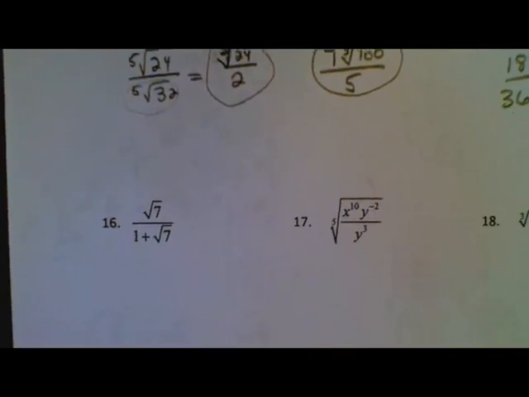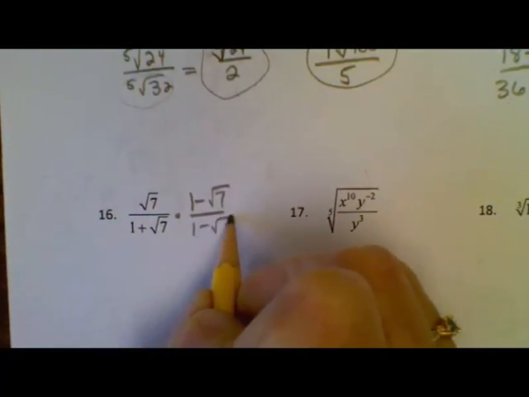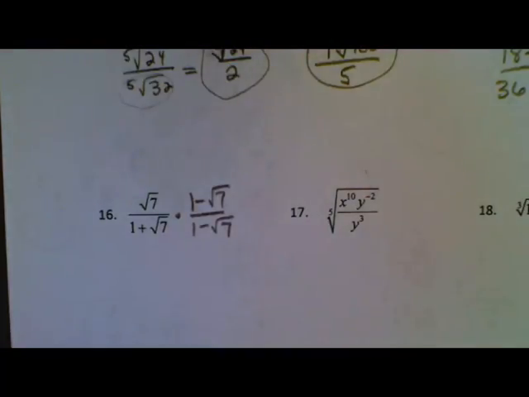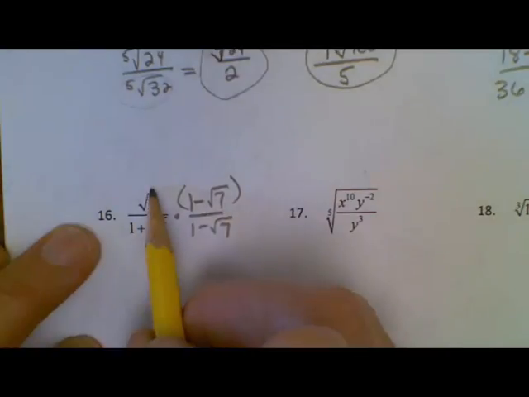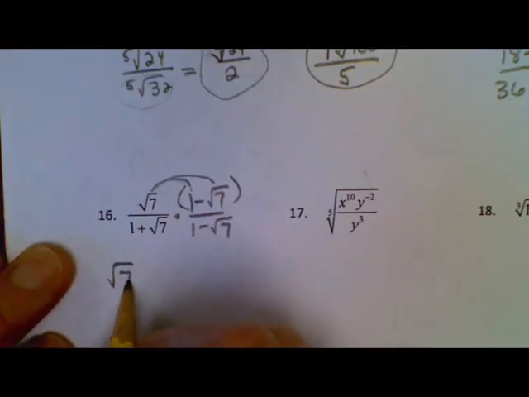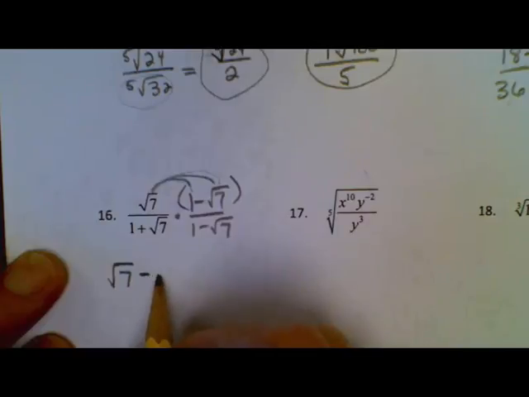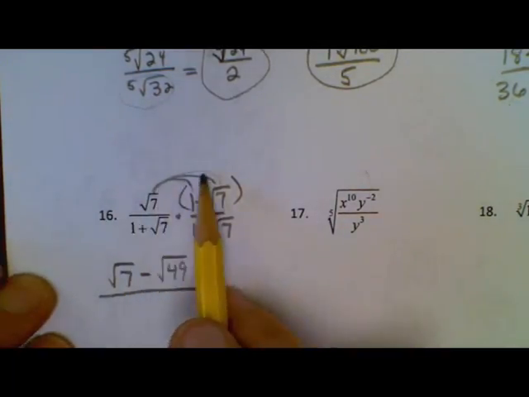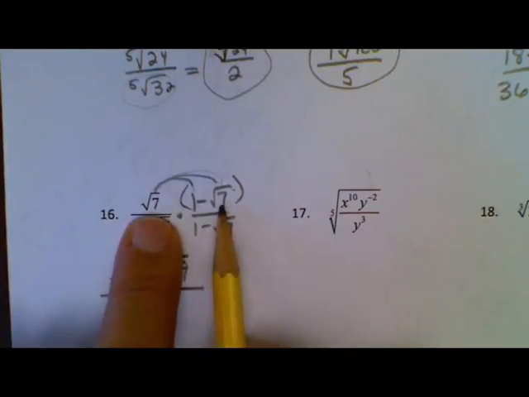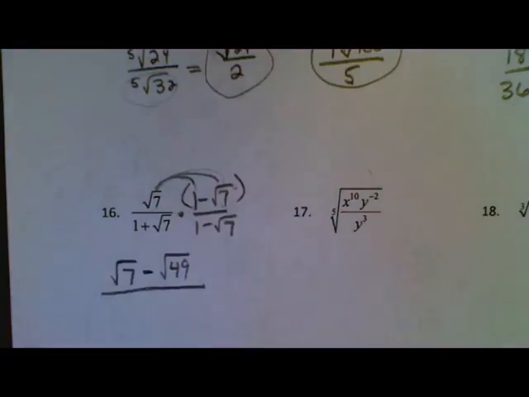All right, same with 16. We're going to rationalize the denominator by multiplying by the conjugate, 1 minus the square root of 7. So when I do that, this one's a little bit different because in the numerator I have a square root. But I'm still going to distribute. I'm going to get the square root of 7 times 1, square root of 7, minus the square root of 7 times the square root of 7 is the square root of 49. So I get the square root of 7 and the square root of 49. Notice these are both under square roots, that's why I get the square root of 49. With this one, I just take 1 times the square root of 7.